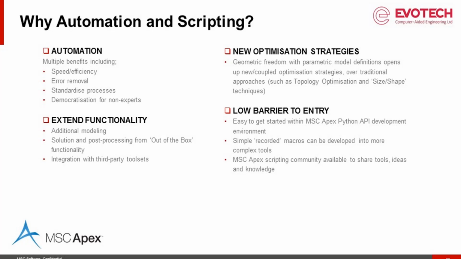And then finally, there's a low barrier to entry. The days of complex programming are somewhat behind us, in the sense that it's pretty easy to get started with the MSC Apex Python API development environment. Simple recorded macros can be developed into more complex tools. And then finally, the MSC Apex scripting community is available to share tools, ideas and knowledge, so you're supported with many different aspects of what you're trying to do with automation.